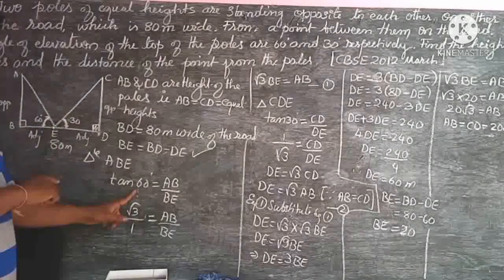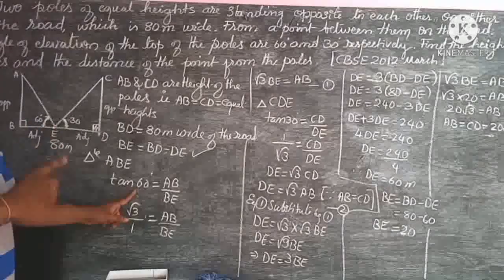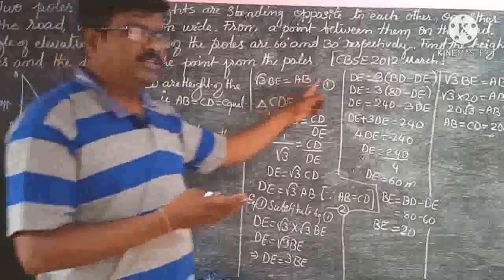In the previous class I explained all the trigonometric angle values. So how did we remember it? By using fingers. Understood? So therefore the tan 60 degree value you can substitute, and call it equation number 1.